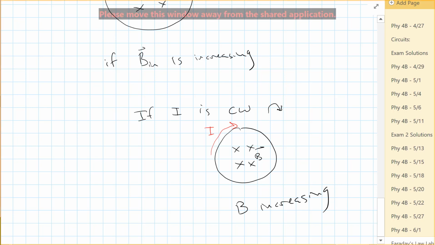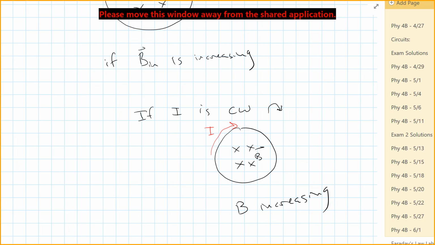That current creates its own magnetic field. What direction? It forms a circle around it, right? We put our thumb in the direction of the current, and inside of the loop, it would be into the page. Do you see that?